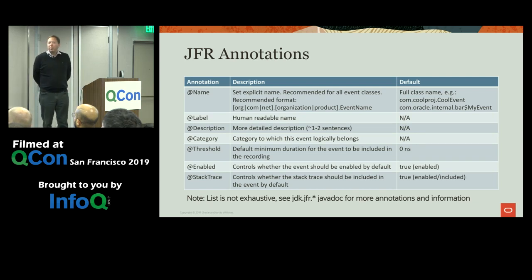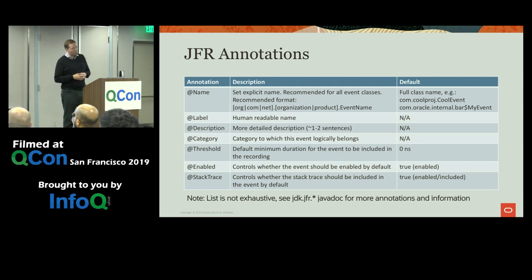A few additional annotations that you can use are these. So I mentioned name and label. There is a description. Label is supposed to be very, very short, like a word or two. Description is not a full essay, but maybe if you want to add some color to it, a few sentences, maybe two. So try to keep it short and interesting.